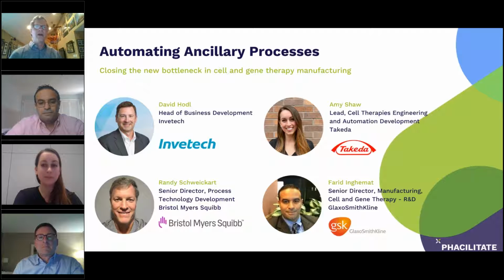And so in our case, now that we have some automated platforms, the scientists who are bringing the next pipeline product along can assume that we have those capabilities. They're not working from the blank slate that we were when we first started. Okay, great. Amy, thoughts from Takeda's perspective on that?